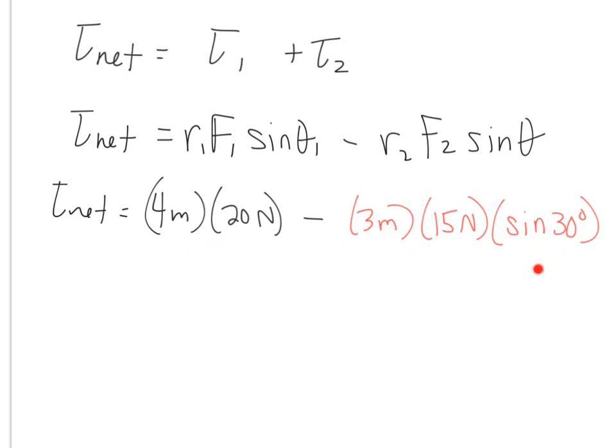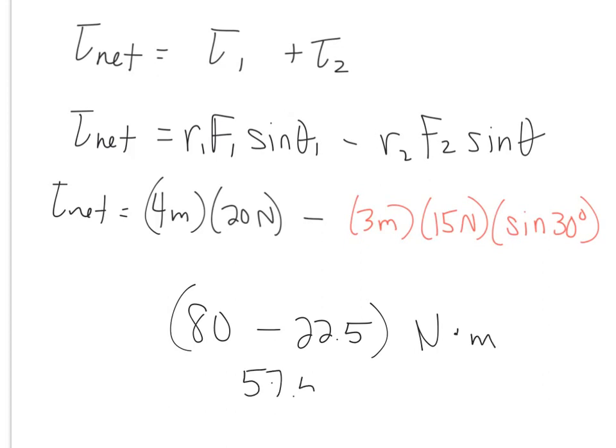Remember, sine of any angle is always going to be a fraction. The highest value a sine function could have is 1, and that's when it's the sine of 90. The sine of 30 happens to be 1/2. So this is going to be half of 45, which is 22.5. So we get as a result here 80 minus 22.5 Newton meters. So we have 57.5 Newton meters. And that's the net torque acting on this object.